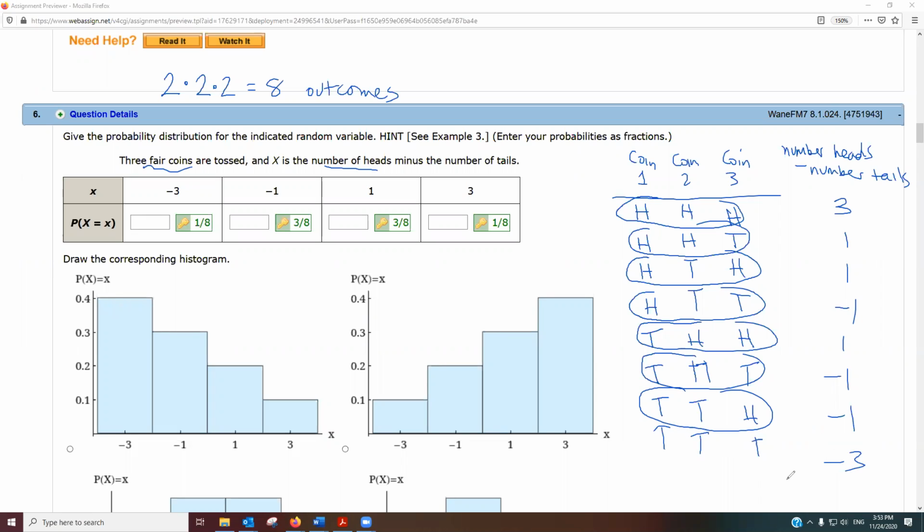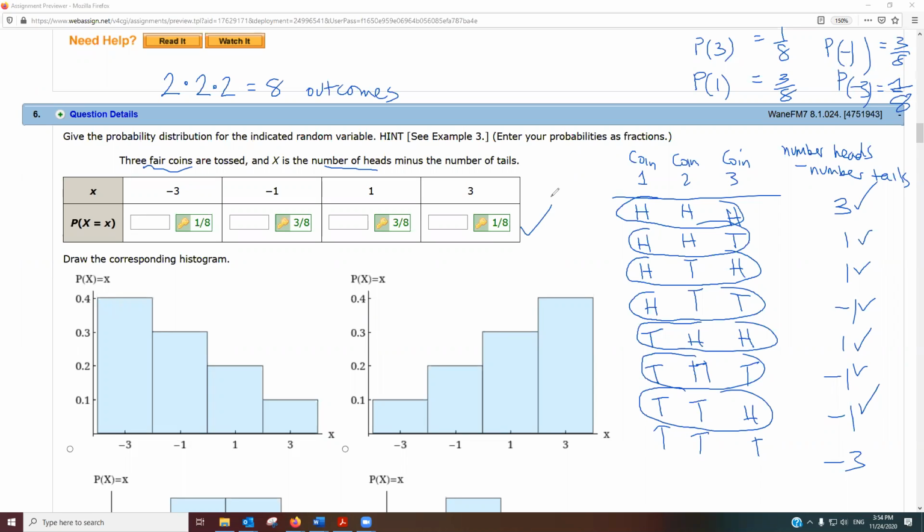Now I can make up a probability distribution, right? What's the probability of a 3? Well, it looks like there's just 1 three out of 8 outcomes, so that's 1 over 8. What's the probability of coming up with a 1? Well, it looks like there's 1, 2, 3 ones out of 8. What about the probability of a negative 1? I'll count those up. There's 1, 2, 3 of those, so that's 3 over 8. And of course, the probability for negative 3 is just 1 over 8, right? Because there's only one of those. All right, so that's how I'm going to fill in this table.